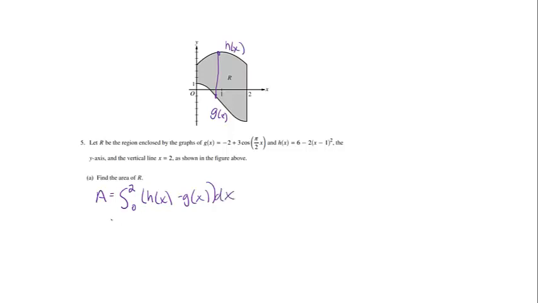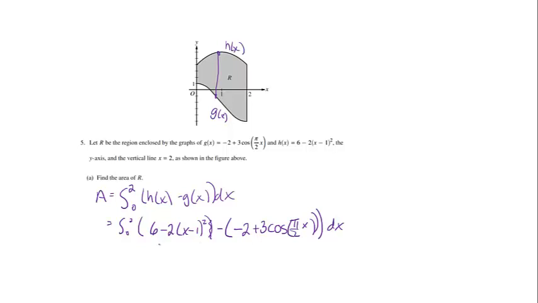Okay, now we don't get to use a calculator, so now I get to fill things in here. So h of x is 6 minus 2x minus 1 squared, minus g of x, which is going to be negative 2 plus 3 cosine pi over 2 x, dx. I think I need one more parenthesis there.